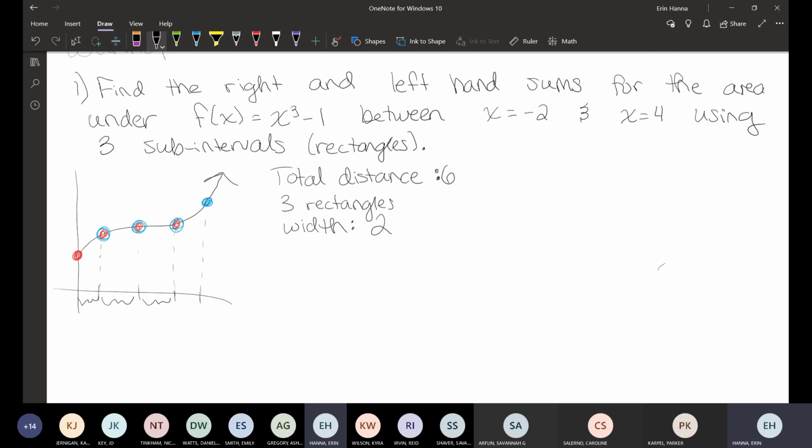Now we need to figure out all the heights. Essentially, if we're breaking it up into widths of 2, we're going from -2 to 0, from 0 to 2, and from 2 to 4. I think I mentioned in the video, you don't have to write down these intervals, but they're helpful sometimes. If you like them, go right ahead. If you don't like them, you don't have to write them down. But that's the intervals we're working over. So our rectangles are going to span from -2 to 0, 0 to 2, and 2 to 4.